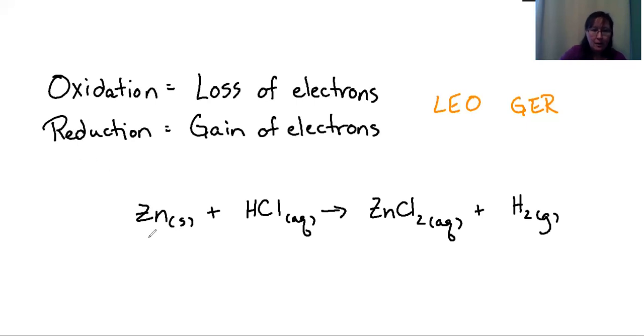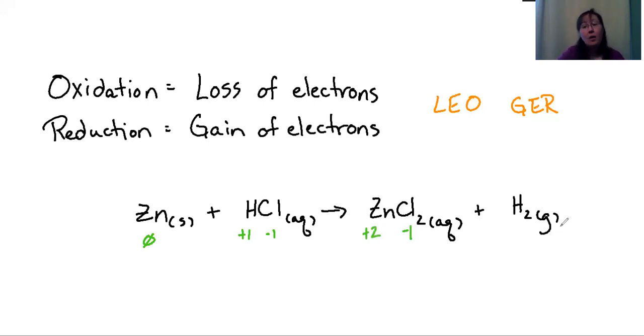This is zinc metal all by itself, so its oxidation state is 0. Now we have HCl. Well, this is H plus and Cl minus, which means that the oxidation states for this are +1, -1. Now we have zinc chloride, ZnCl2. Because our chlorides are still -1 and there are 2 of them, the oxidation state on my zinc is now +2.